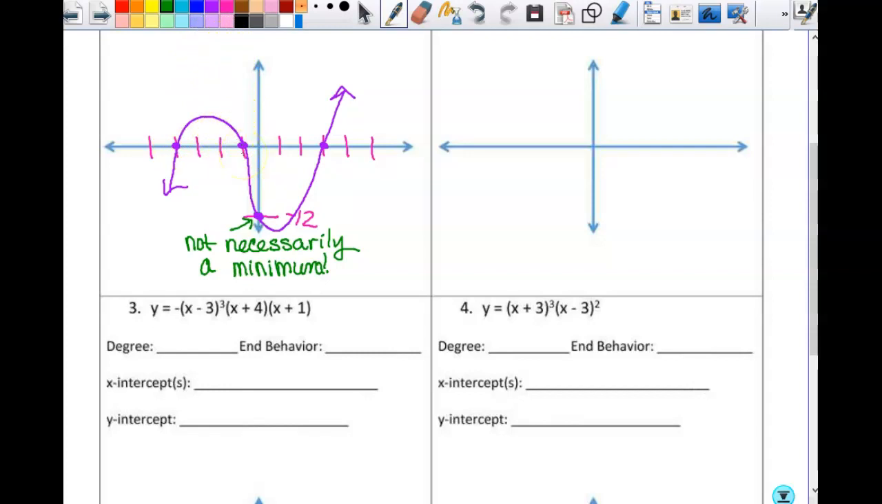That's why this is a sketch. We do get the general shape. We know where it changes from positive to negative, which tells us some things. We know the end behavior and some other stuff. We just don't know exactly how high and low it goes.